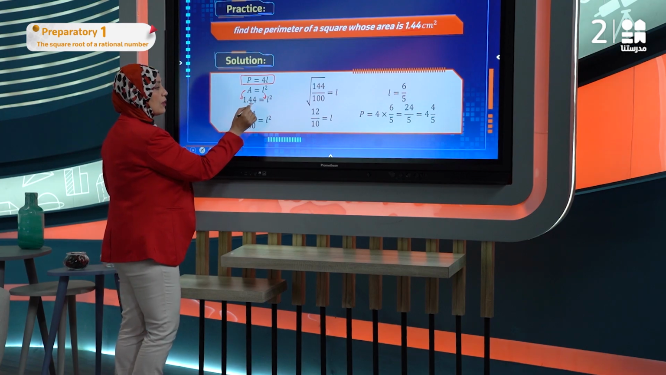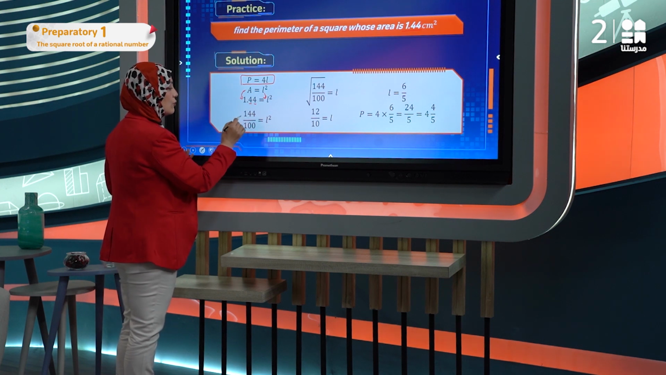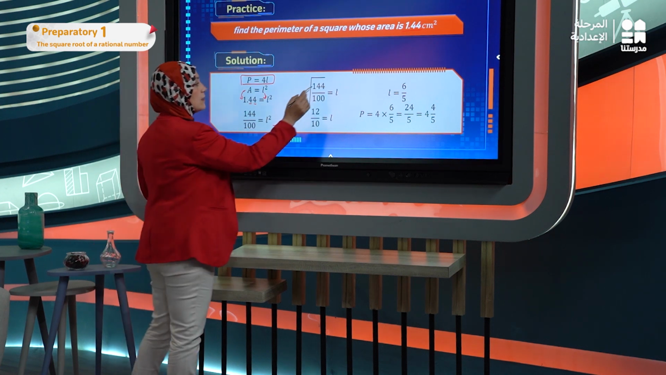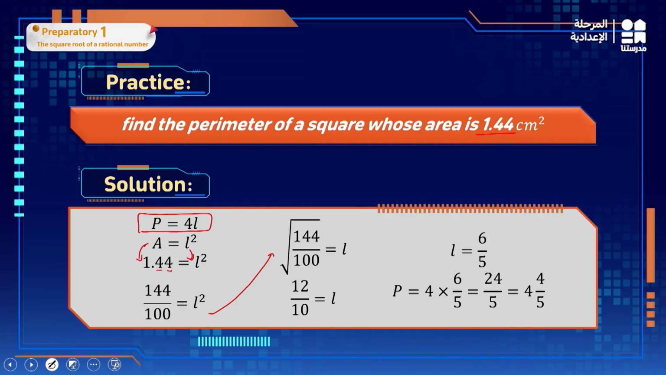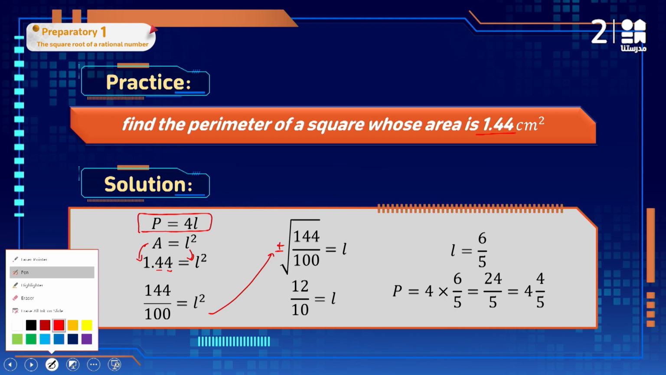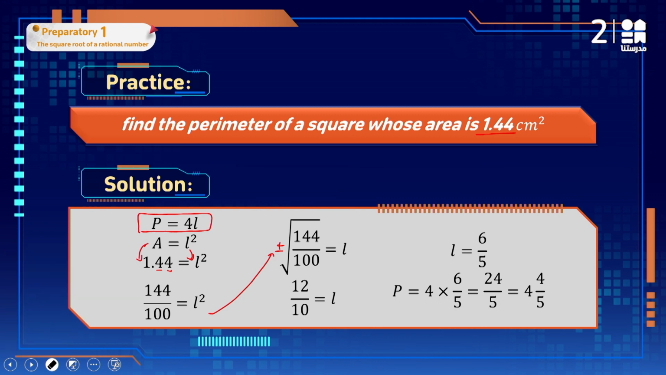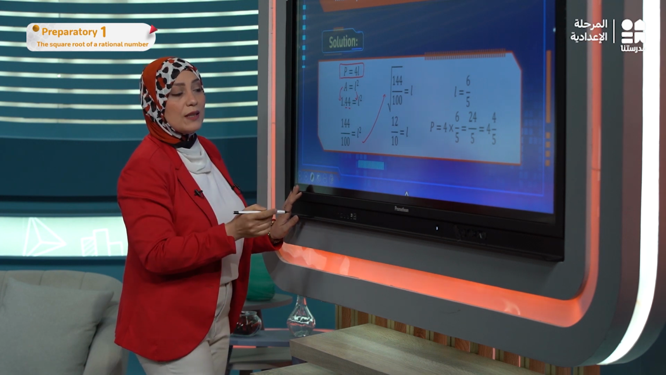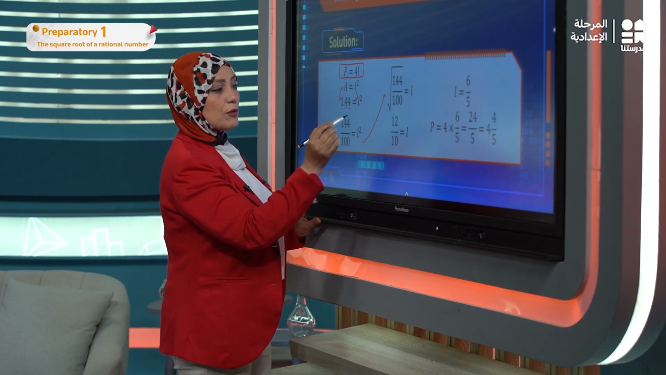We have two decimal places, so we are going to write it as 144 over 100. Then take the square root of it. I didn't write positive or negative here. Why? Because when we have any equation, we have to put positive or negative, but no need to write it here because we are talking about length, the side length. So it's not allowed to be negative. Keep that in mind.